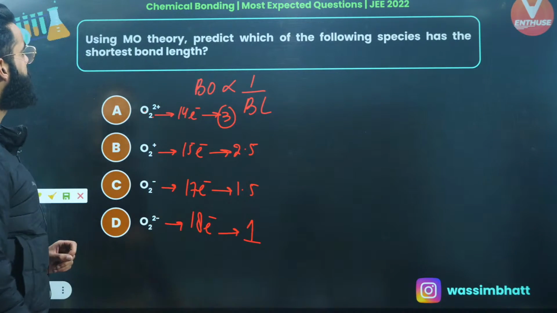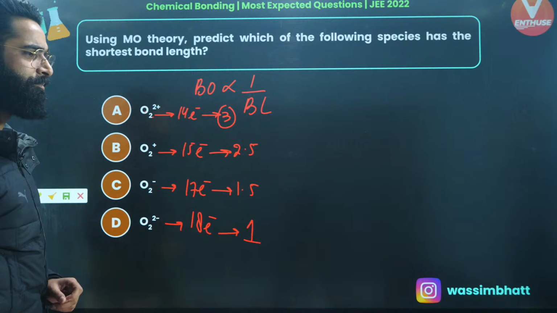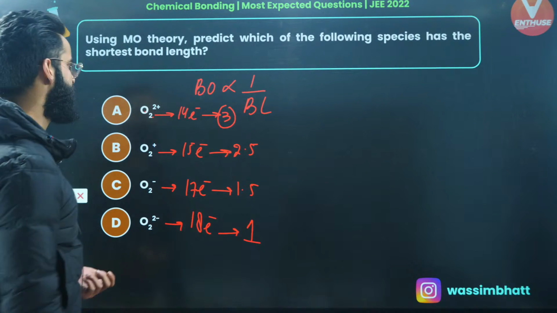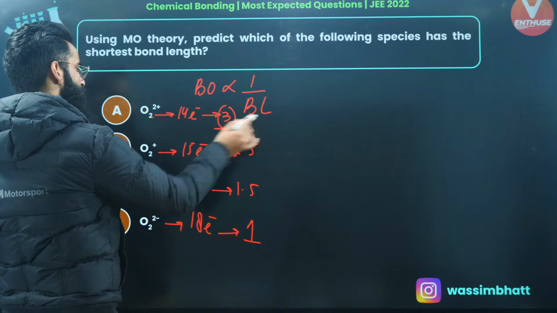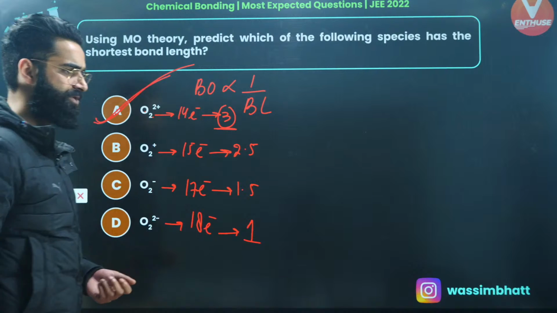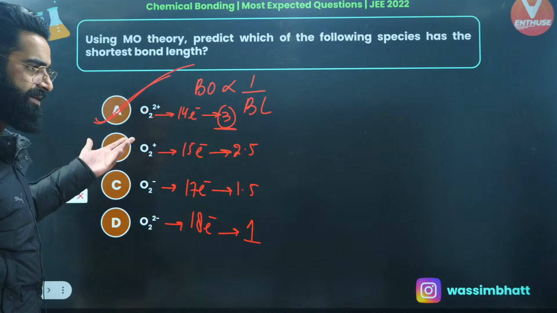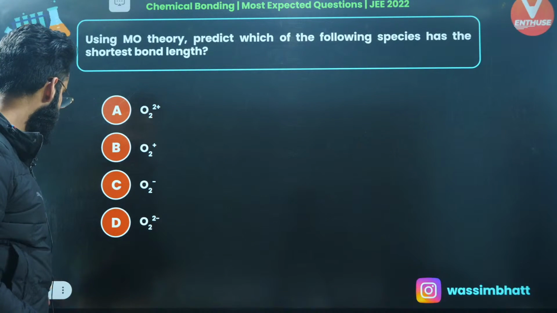So where is the bond length minimum? Wherever bond order is maximum, bond length will be minimum. Bond order is maximum here, so bond length will be minimum here. So O2 positive is the one which is correct. Right guys, I'm sure you can easily solve this one.